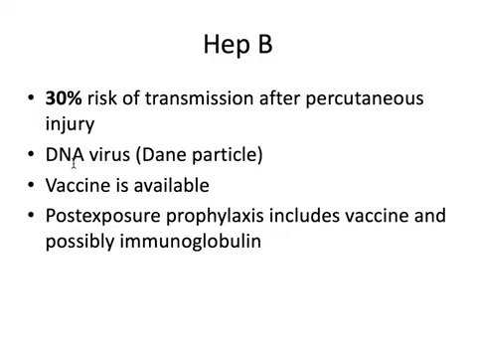This is caused by a DNA virus, and it specifically has this thing called a Dane particle. The Dane particle is a spherical particle found in the serum in hepatitis B, and it's the virion of this causative double-stranded DNA. The vaccine for Hep B is available, and I'll cover this again a little bit later, but the Hep B vaccine must be offered and available to all dental employees. That's really important because 30% risk is relatively fairly high. So everyone should have a vaccine to be covered.